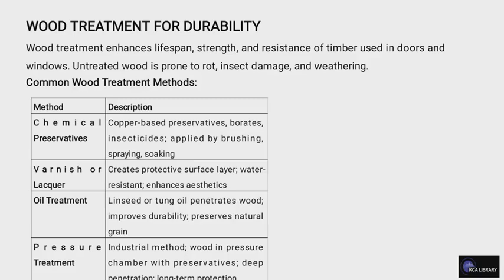When we talk about chemical preservation, it uses copper-based preservatives, borates, and insecticides, applied by brushing, spraying, and soaking. Then varnish or lacquer creates a protective surface layer, water resistance, and also enhances aesthetics. For oil treatment, linseed or teak oil penetrates the wood, which improves durability and preserves the natural grain.